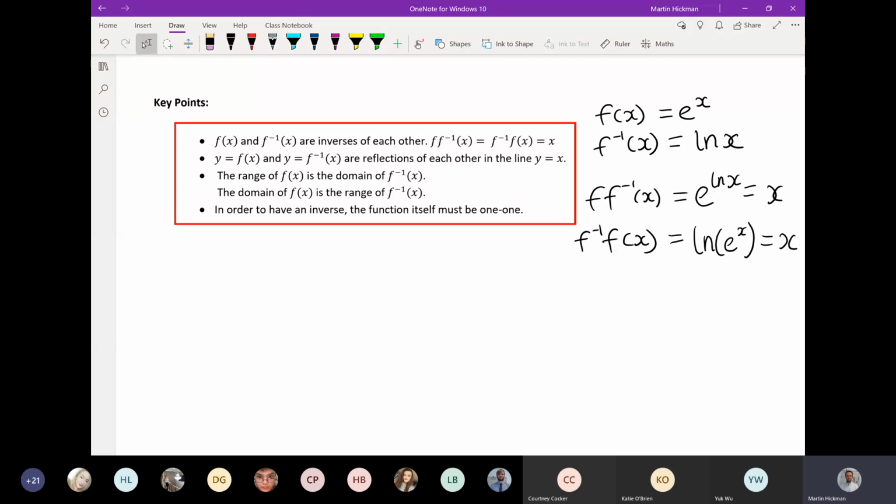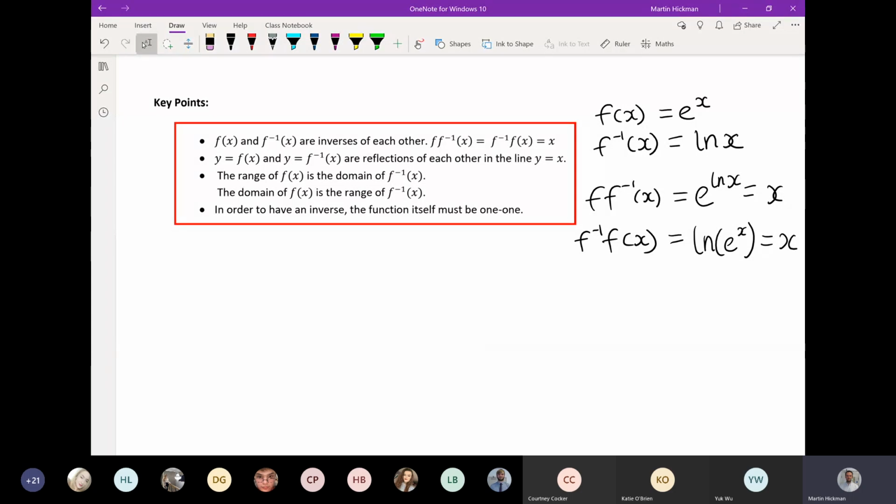Second point is that f of x and f to the minus 1 are reflections of each other in the line y equals x. That also can help with sketches and also just help with questions where you might be struggling with domain or range. I hope you just kind of see it from that question.